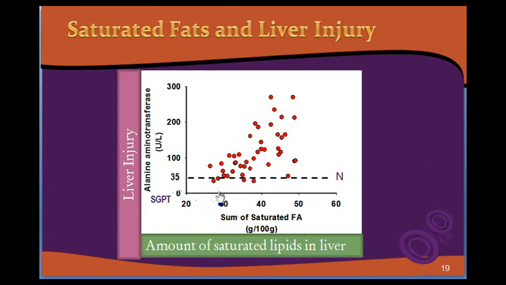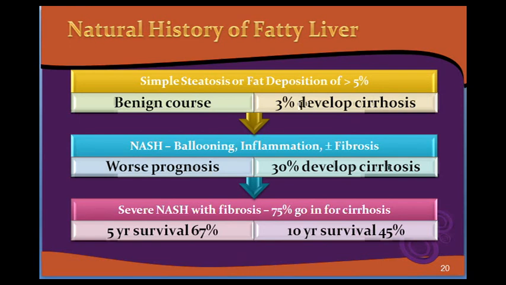If the saturated fat in the liver is less than 30 grams per 100 grams of liver, then of course there is not much elevation of liver enzyme. But as the amount of saturated fat increases from 30 to 40, 40 to 50 and 50 to 60, look here, the elevation in the liver enzymes will be as much as 300 ALT or SGPT. So, this is a summary representation of the relationship of saturated fats to liver injury.